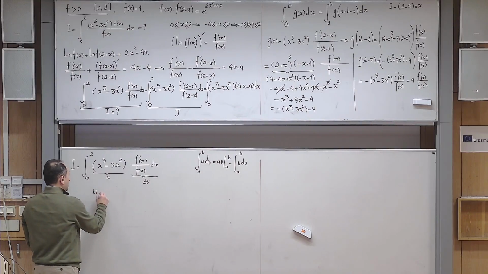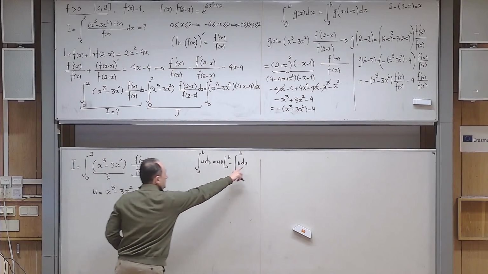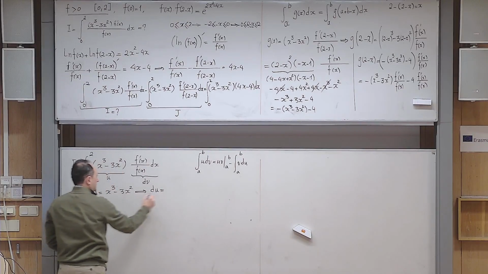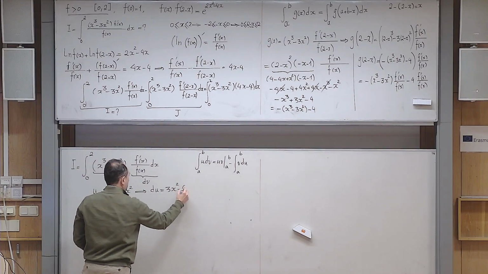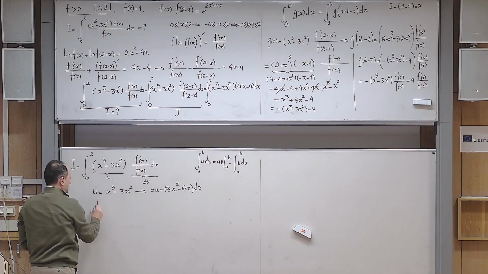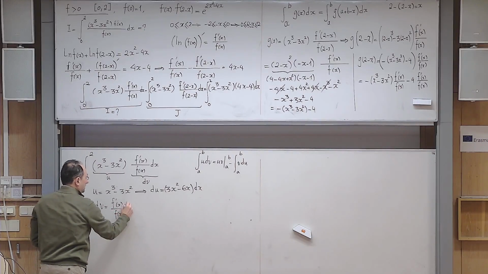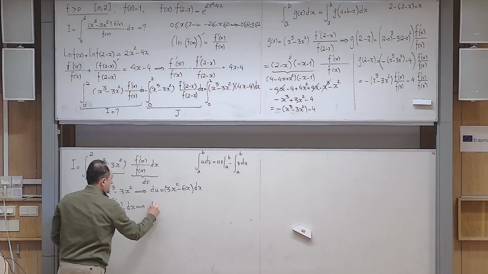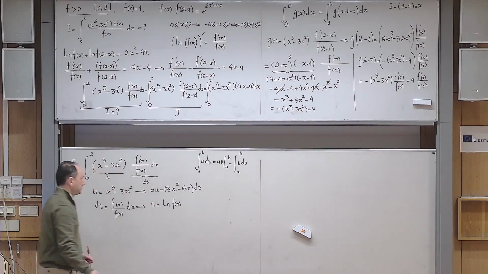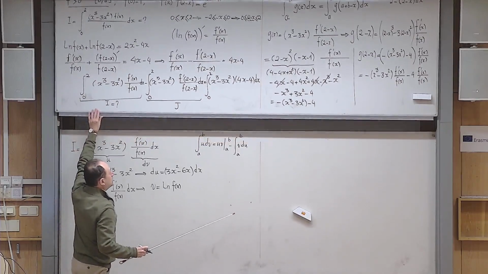If u is equal to x cubed minus 3x squared, I need du as well, so it motivates me to calculate du. The derivative of this expression is 3x squared minus 6x dx. And if this one is dv, one possible expression for v is just ln of absolute value of f of x, but I don't need absolute value here. So then I use the formula of integration by parts.